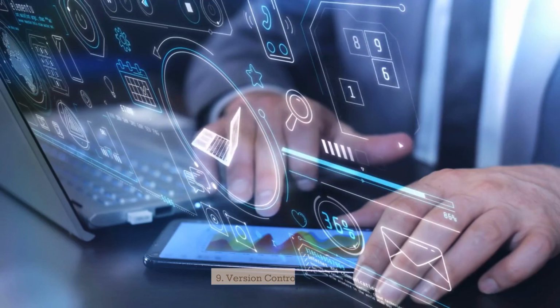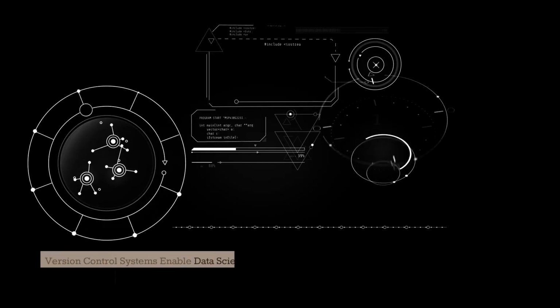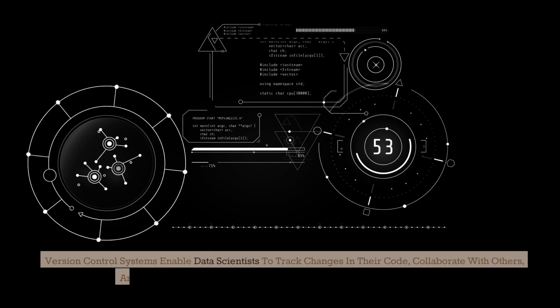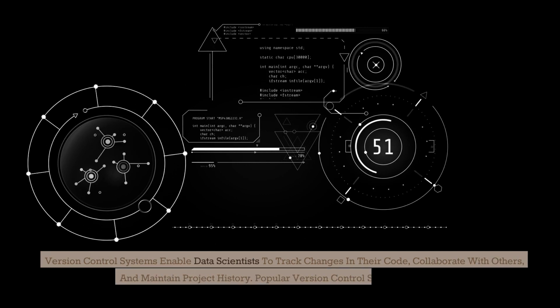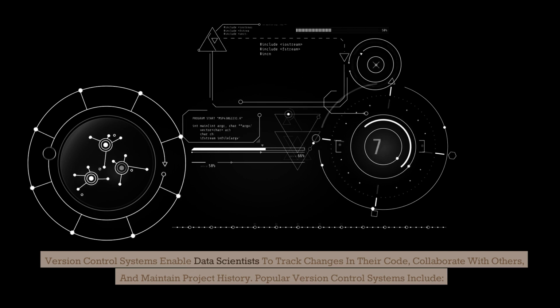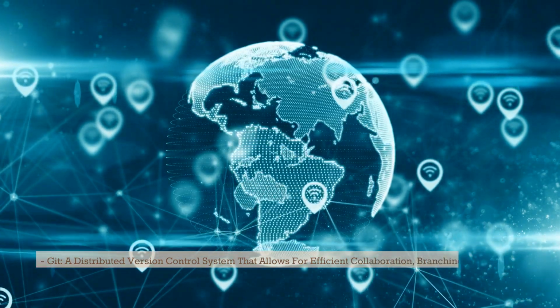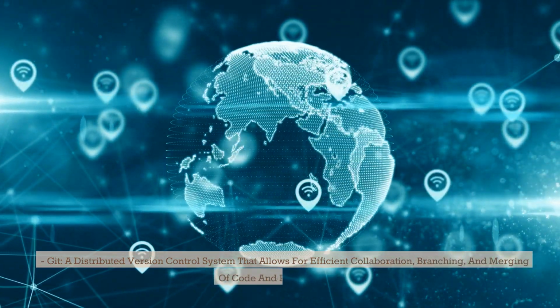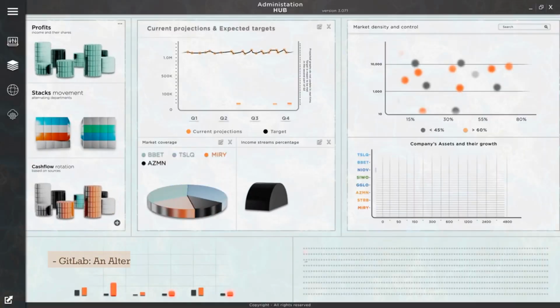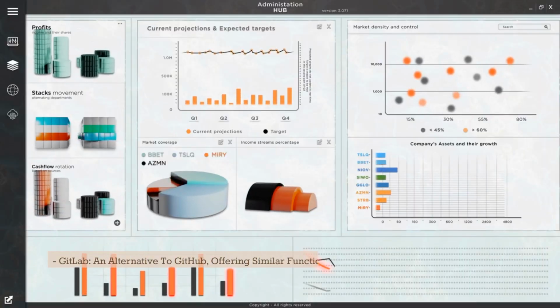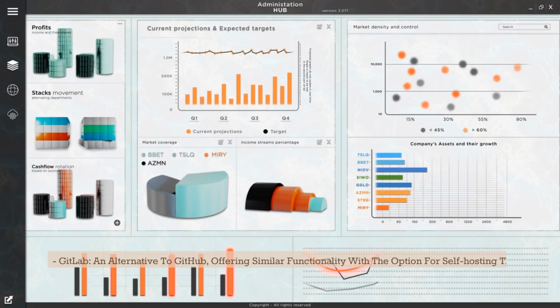9. Version control systems. Version control systems enable data scientists to track changes in their code, collaborate with others, and maintain project history. Popular version control systems include Git, a distributed version control system that allows for efficient collaboration, branching, and merging of code and project files. GitHub, a web-based platform built around Git, providing hosting for code repositories, collaboration features, and integration with other development tools. GitLab, an alternative to GitHub, offering similar functionality with the option for self-hosting the repository.